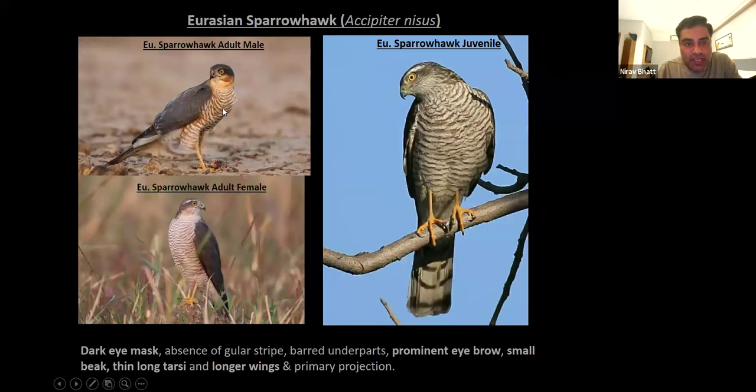For the markings, the males have more chestnut colored barrings. Females are variable, but usually brownish barrings, often grayish. The juveniles have barring. Sometimes they have V-shaped markings here. But the important parts, once again, are the eye mask, eyebrow, yellow eye ring, longer slim feet, and smaller beak. These are the main ID pointers.